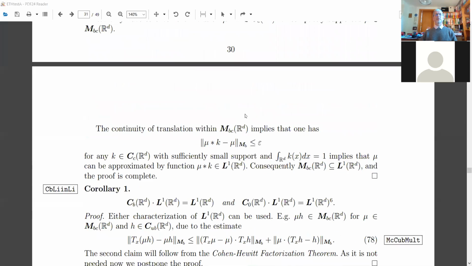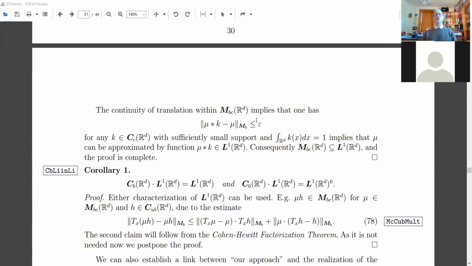But that's maybe less obvious, and I will do this in more detail, in more generality later on. The continuous translation means that the convolution with k minus mu in the bounded norm can be made arbitrarily small. Well, why is this true? Maybe I should add the details very soon.